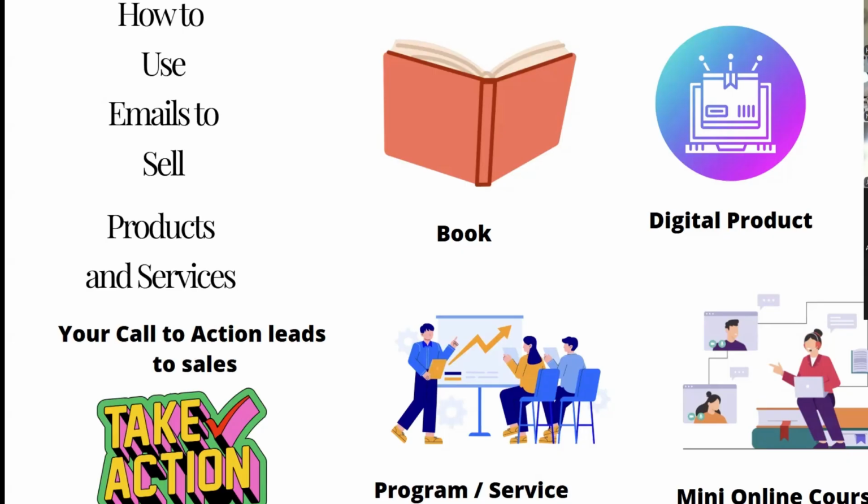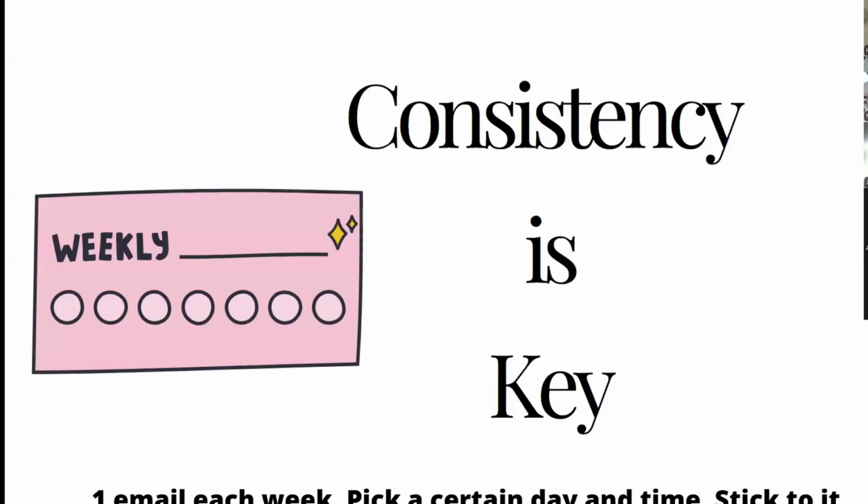You might say, I've written a book. Or you might say, we have a new digital product. Or you might say, we have a program or a service that we're offering. Or we've created a mini online course, whatever. But you've given first. So that's why I made this part last. How do I use emails to sell my products and services? Okay. So if you've gotten away from me, come back. Your call to action is the key.